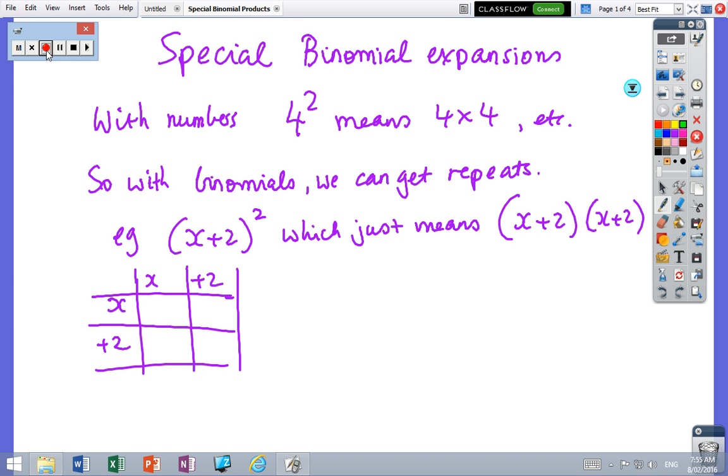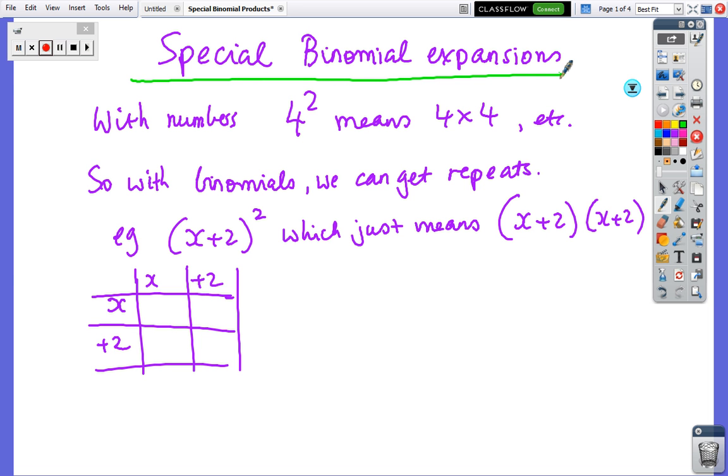Okay, so welcome back. We're still on binomial products, but we've got some specials that we want to put in our notes again. So let's just start with numbers because you love numbers. So 4 squared just means 4 times 4. That 2 just means you're repeating the same thing that it's sitting on top of. So 5 squared is 5 times 5. Okay, so with binomials we can get repeats.